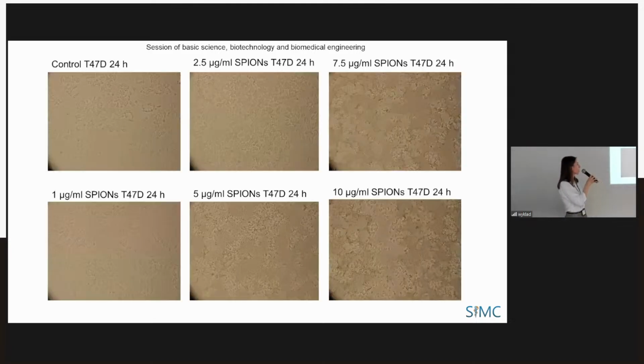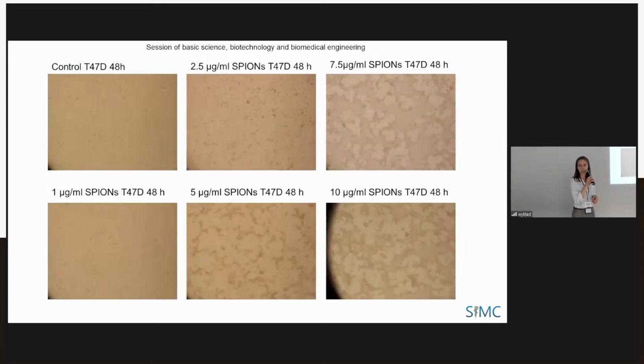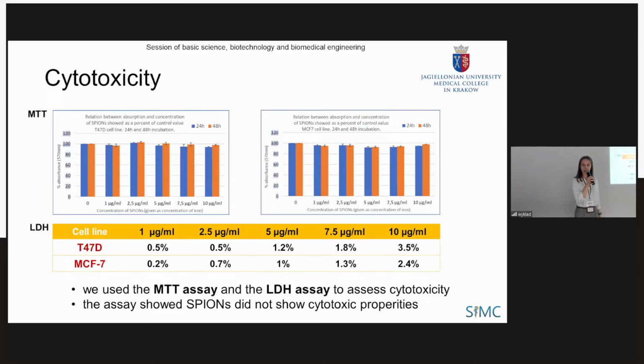Here you can see microscopic images of SPIONs after being incubated for 24 hours. This is the T47D cell line. And here are some pictures of SPIONs after being incubated for 48 hours. You can clearly see the conglomerates of SPIONs around the cells. When it comes to cytotoxicity, we used two assays. We used the MTT assay and the lactate dehydrogenase assay to determine whether they show cytotoxic properties, because we do not want them to be cytotoxic, so we need to check that first.